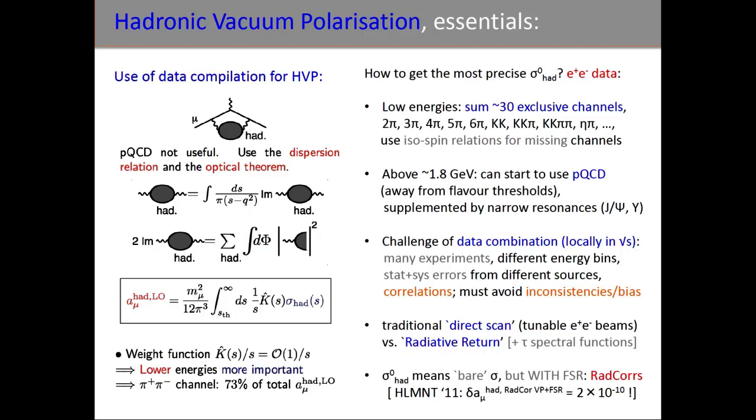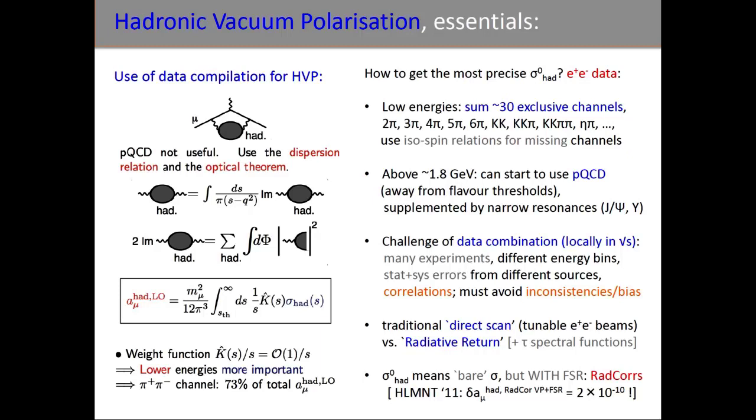That kernel weighs heavily towards the low virtualities of these photons, so the lowest part of your spectrum is the most important one, and about 73% of the total leading order hadronic vacuum polarization contribution to g-2 comes from the lowest lying channel, which is just two pions produced here. In order to get precision, we need to sum about 30 exclusive channels. Two pions, three pions, more pions, even more pions, kaons, kaons with pions, kaons with more pions, etas with pions, and you name them. Of course, they can be charged and neutral, so it gets really messy. You can't predict that. Not on lattice, you can't predict scattering processes easily. Your lattice computation goes not via this sort of dispersion integral.